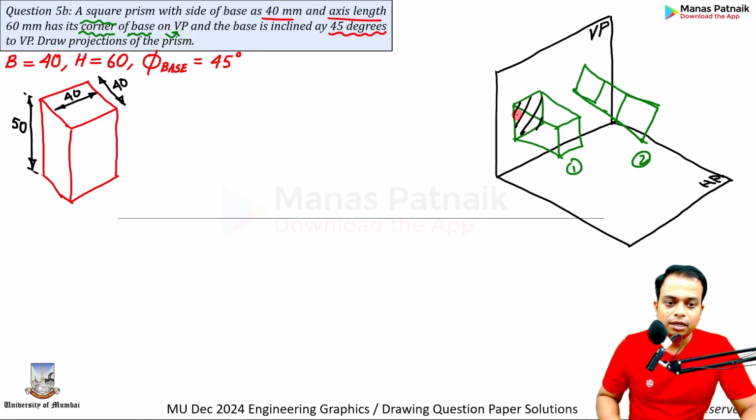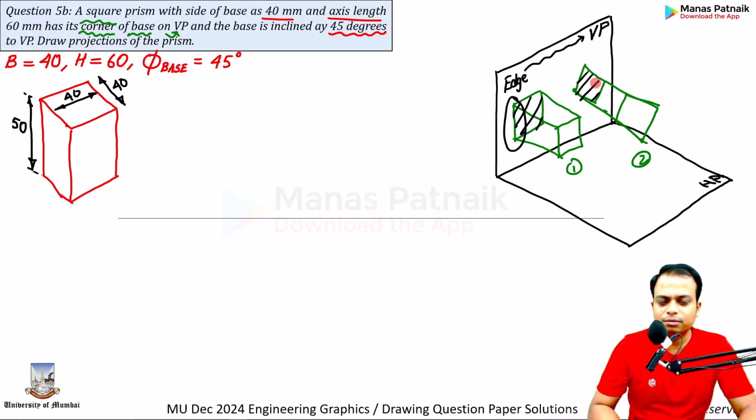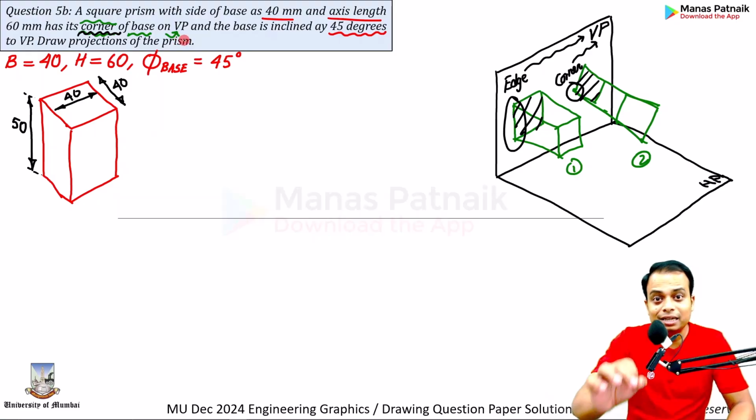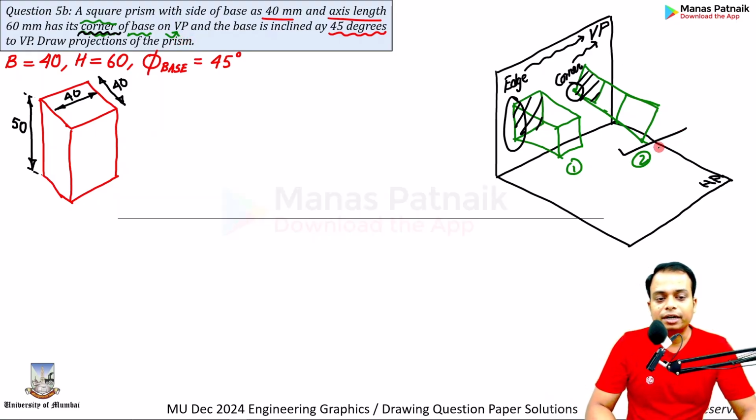Just think about this. If you incline the solid in such a way that the base makes an angle of 45 degrees, what will happen? This edge will still remain in contact with the VP. However, here, if the solid has been kept in this fashion, and if you now incline the solid with its base making some angle, let's say 45 degrees, the corner will stay in contact with the VP. So in the question, it has been clearly mentioned that the corner of the base stays in contact with the VP. Therefore, option 2 is correct. We are going to go with option 2.